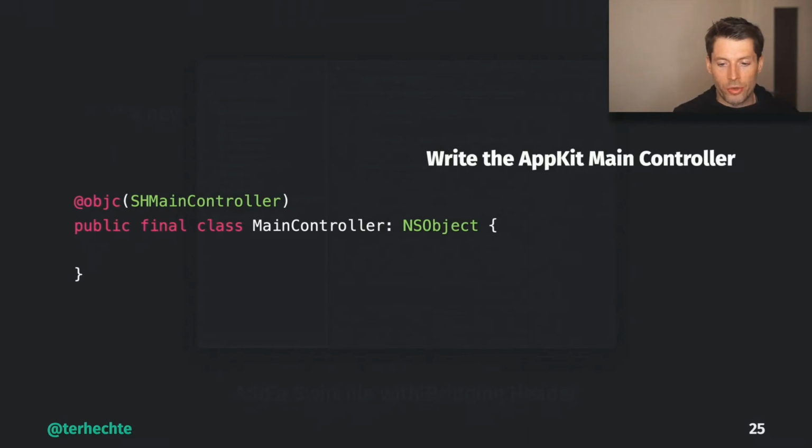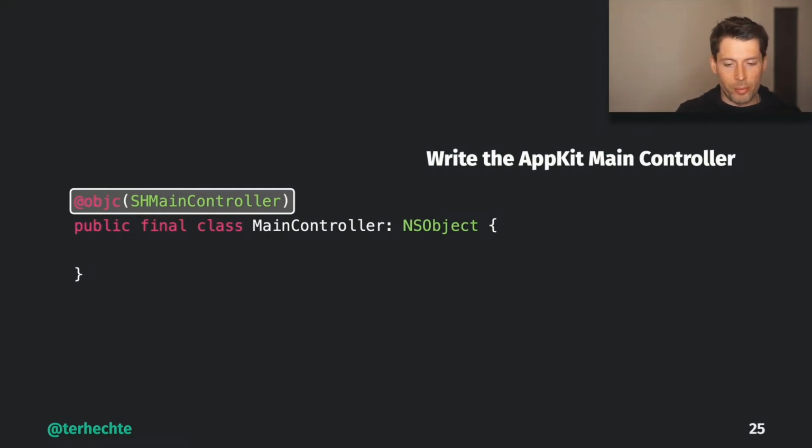Then we want to write our main AppKit controller. That is the one that we are communicating with later on in order to call into AppKit. So as you can see, we have the @objc attribute here. We give it a nice name. This is important because everything we do works with the Objective-C runtime right now.